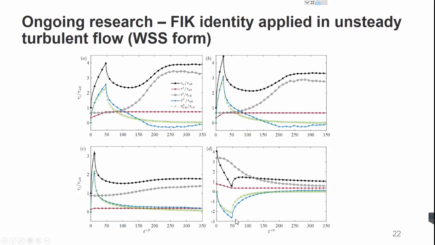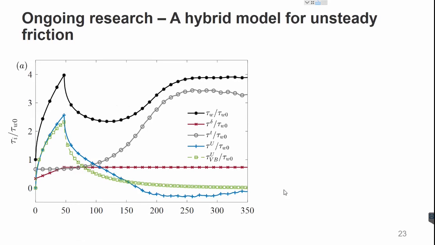And for the decelerating case, we can see that the agreement is also quite good. So now this is giving us some hints to start developing a model. We want to predict the wall shear stress as a function of time, and this wall shear stress is the summation of these different components we have here. So let's see what we can do. Let's start from the easy part.